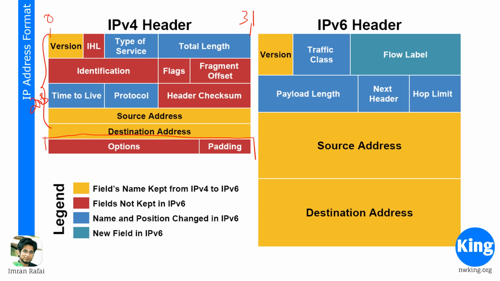It's a 20-byte header, right? So the header size is 20 bytes. If it has options, it could be more. By default, the minimum length of an IPv4 header is 20 bytes, whereas IPv6 does not have a minimum. It has a fixed header size. It is 40 bytes long. Right, 40 bytes long is the IPv6 header, and 20 bytes minimum is the IPv4 header.